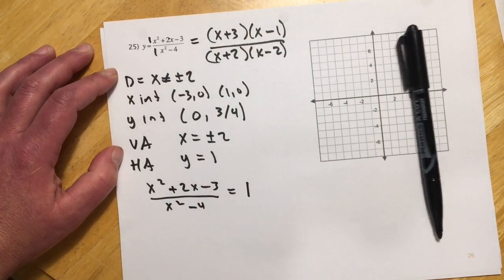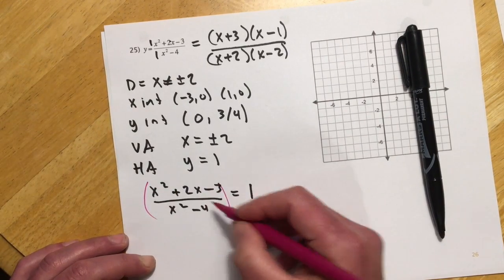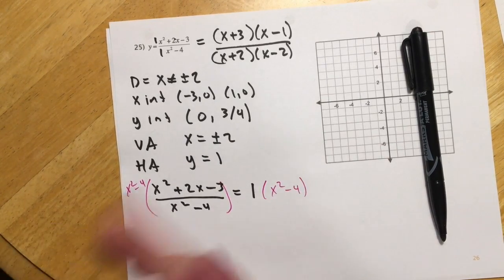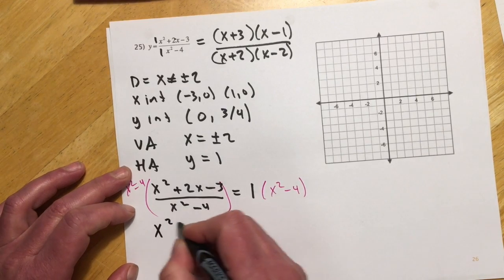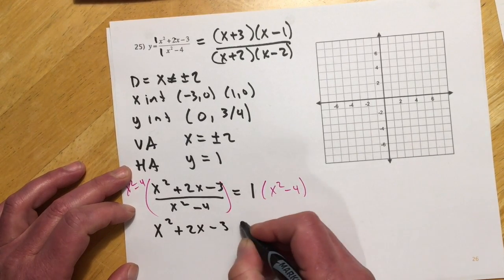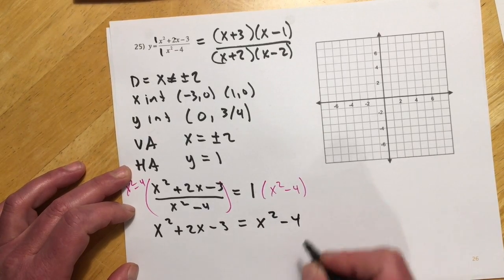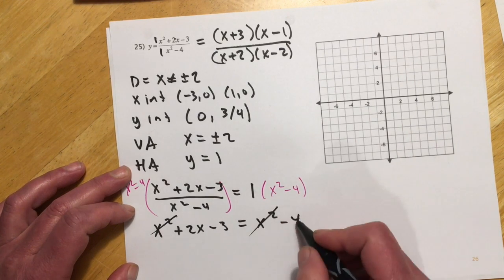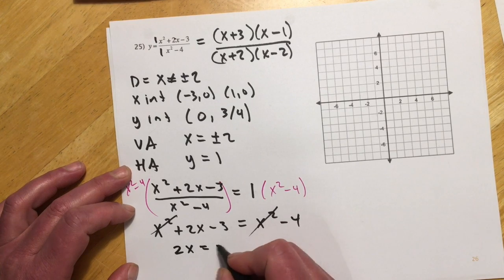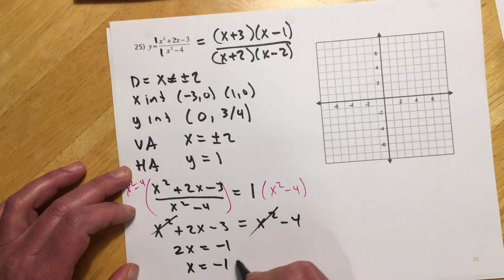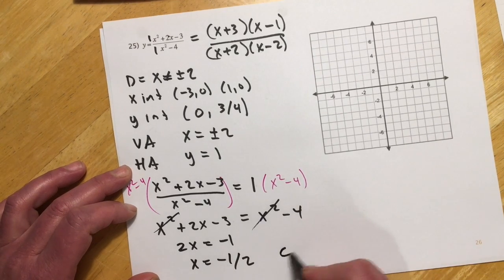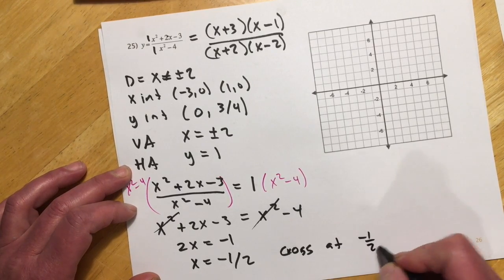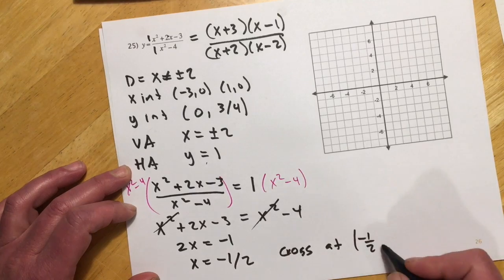So I'm going to multiply both sides by x squared minus 4 to clear the fraction, and I get x squared plus 2x minus 3 equals x squared minus 4. If I bring the x squared over, it drops out, so I'll just cancel those. So instead I'll bring this 3 this way, and I get 2x equals negative 1, or x equals negative 1/2. So that means that we cross at x is negative 1/2, and then the y is the asymptote, so y was 1.